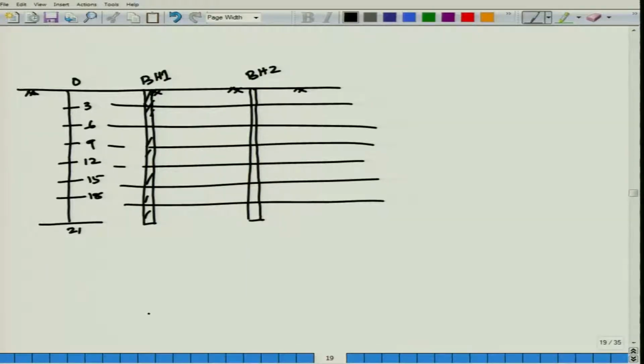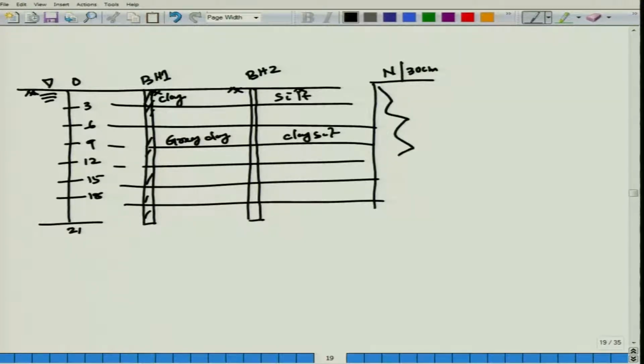Then what is your classification? In this case it is clay, in this case it is silt, in this the clay is continuing, all of a sudden it changes. Suppose this is grey clay and this is your clay silt, and there is a water table at the ground surface, you mark it. Then at the same site, for both these cases you mark SPTN, this is your SPTN per 30 centimeter. You just show how it is varying, borehole 1 as well as borehole 2 SPTN.